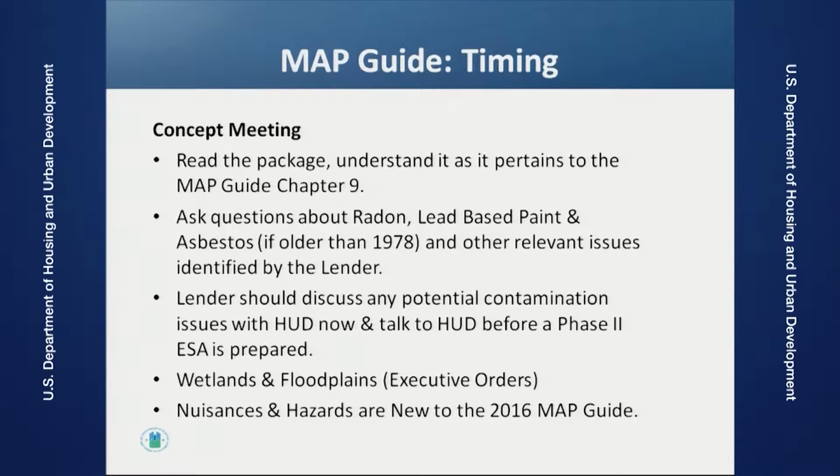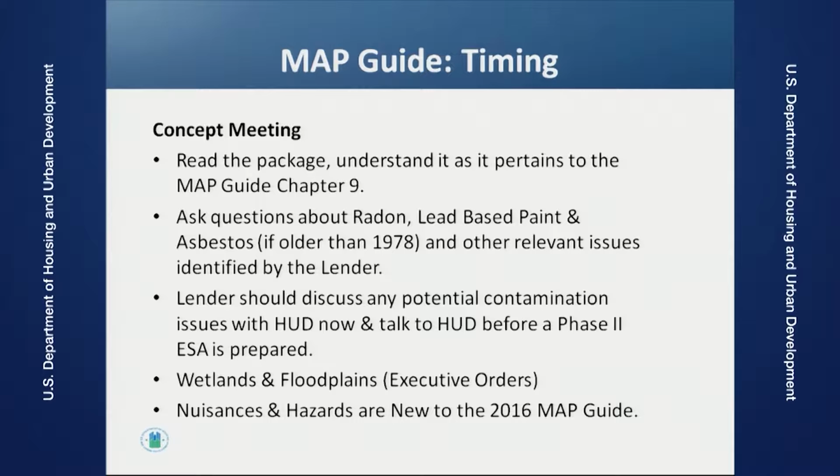At the concept meeting, you're going to read the package and understand it as it pertains to us and Chapter 9. I always ask questions about radon, lead-based paint, and asbestos. Lead-based paint and asbestos if the project, property, or building is older than 1978. There may be other relevant issues identified by the lender. And again, as I mentioned, radon has become a hot button issue with us since 2013 and the radon mitigation notice. In the field, chances are you are already dealing with radon rules and regulations prior to this, because it dealt with the health and safety of the residents.